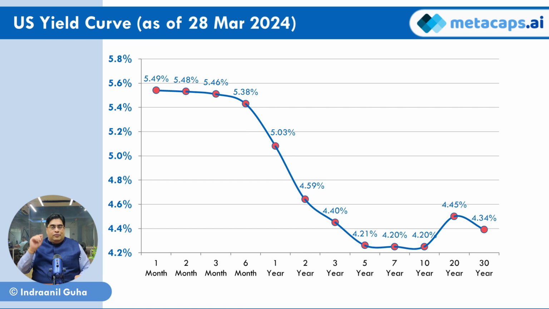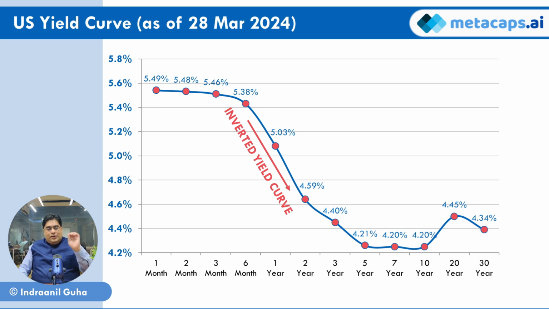Right now, we have got a yield curve which is pointing towards the downside, and when you get a yield curve that is pointing towards the downside, such a yield curve is called an inverted yield curve. And how do we get an inverted yield curve? We get an inverted yield curve when the yield on a longer duration US government bond drops below the rate of return on yield on a shorter duration US government bond.